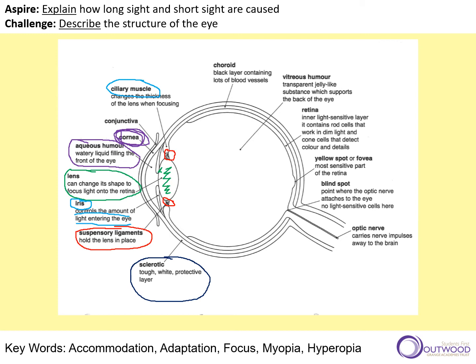For GCSE, we don't need to know about the choroid. However, that is a black layer containing lots of blood vessels. We don't need to know that, but I'm just going to highlight it there and put an X there because we don't actually need to know that.